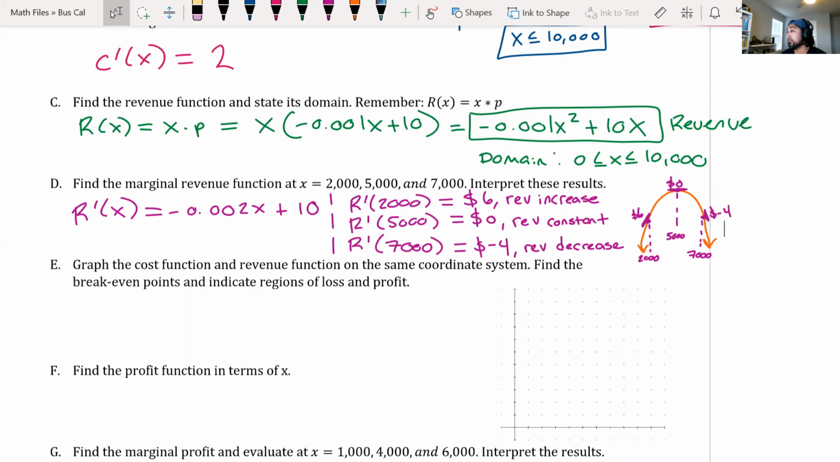For this function, it most likely would, because 5,000 could be considered your vertex, but it wouldn't be max profit. It would be max revenue. Okay. Because remember, to get profit, you'd have to do revenue minus cost. So that'd be something different. Okay. But for now, yes, 5,000 would most likely be the max revenue, the most amount of money we can make before we start losing money.